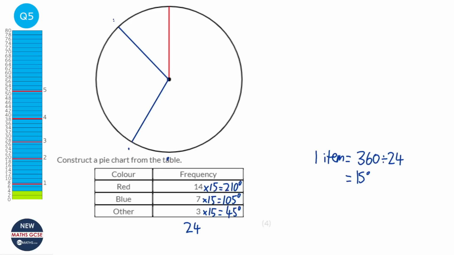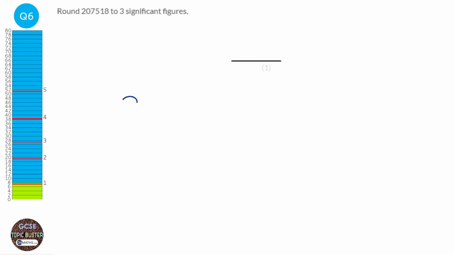Perfect. Now, an important step to not miss is you need to label them. And so the first one is red. The second one is blue. And then the final one is other. I'm going to start just by writing down the number.